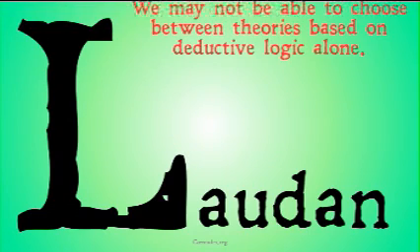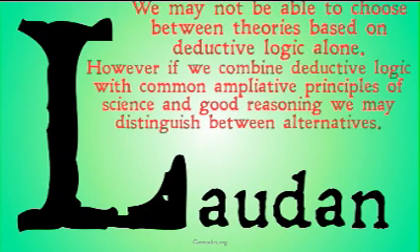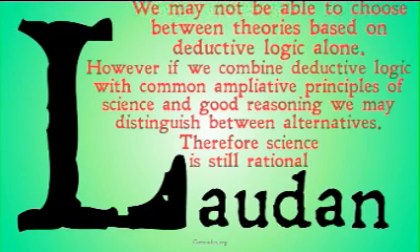What Laudan's going to say is that we may not be able to choose between theories based on deductive logic alone, but he's going to expand our definition of rationality, which always makes me a little uncomfortable. But he's going to say that let's bring into logic these common ampliative principles of science and good reasoning that allow us to distinguish between alternatives. These are things that are definitely going to make me a little uncomfortable and worried about what we're classifying as logic, because deductive logic has very strict rules on what it is and what it isn't. And he says that according to these ampliative principles, we can choose between our theories rationally, and therefore science can remain rational. Let's see how this would work and if those concerns that I have will bear fruit.